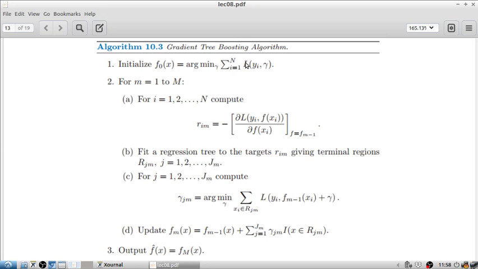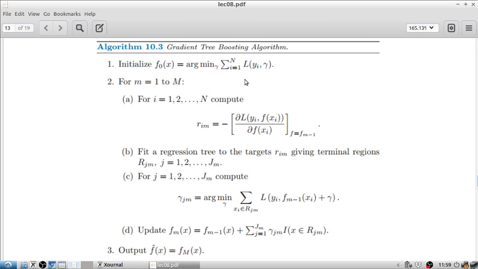The gradient tree boosting algorithm does it as follows. It initially sets some constant function. Think of this as finding a constant value such that the loss of yi comma that constant value is the lowest. The first step is saying find a gamma such that my loss is the lowest. It's just a constant function.